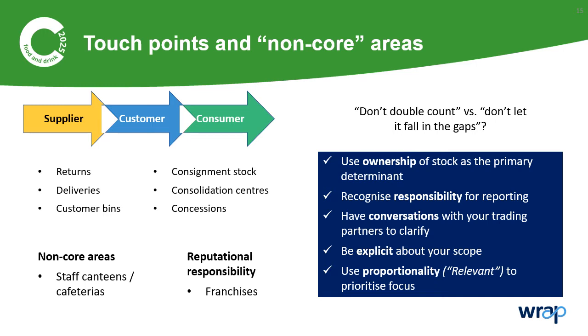And finally, use that principle of proportionality, the principle of relevance from the Food Loss and Waste Standard, to prioritize where you focus. Obviously you should be focusing your efforts to measure and manage the largest areas of food waste. That should be where your priorities fall as well.